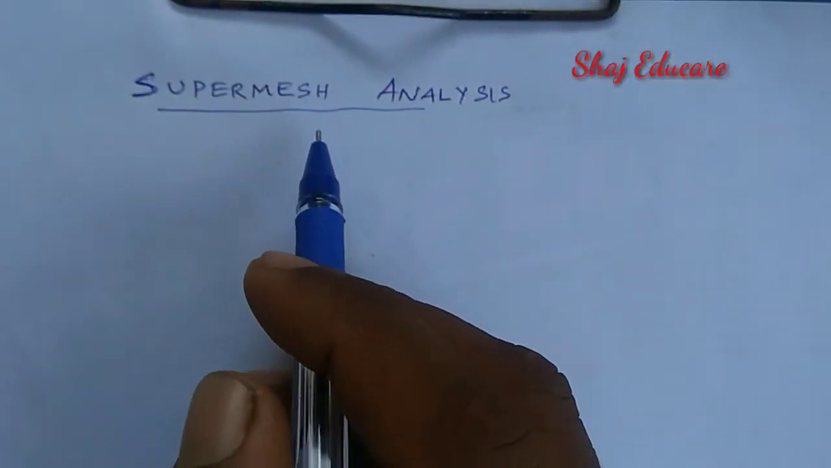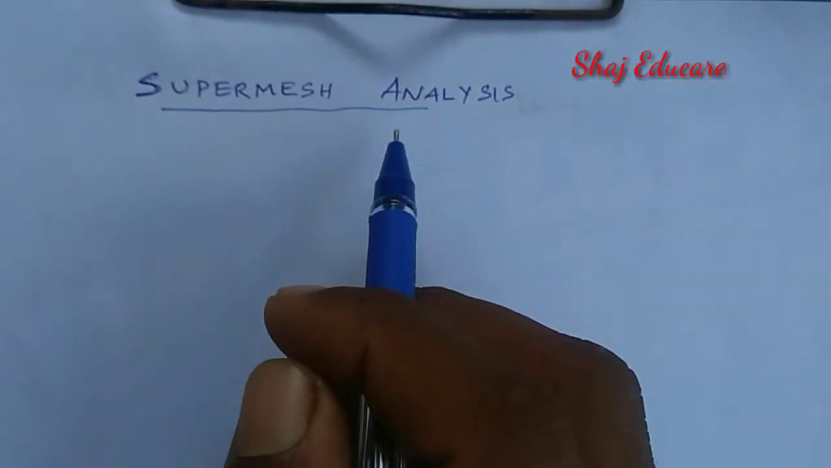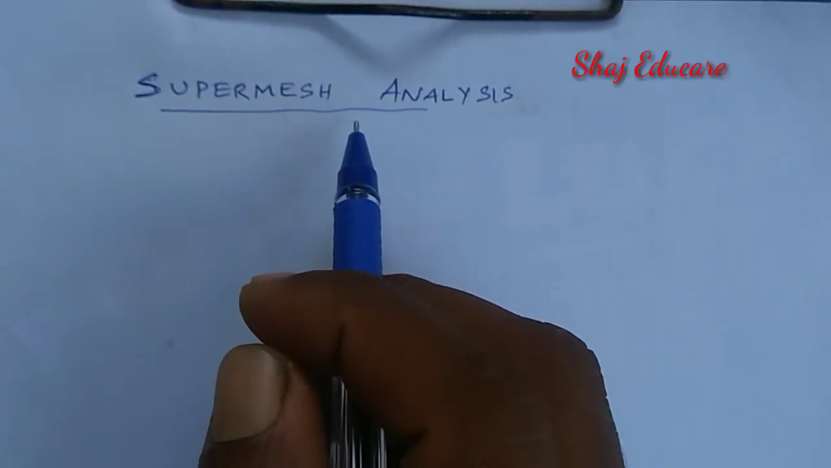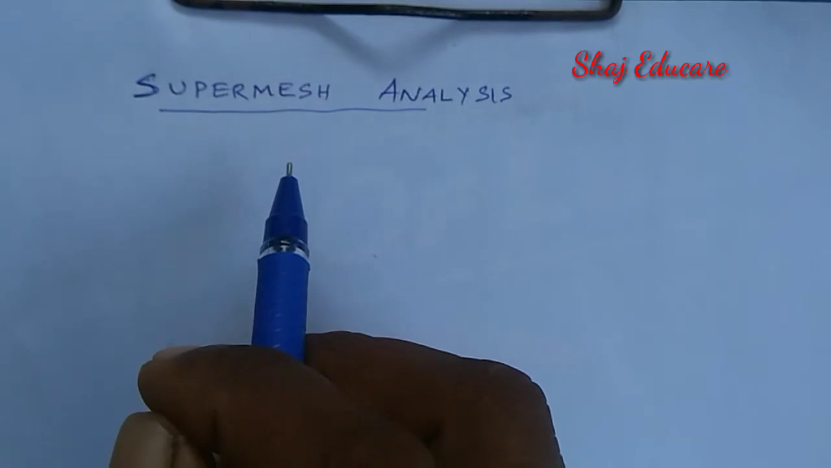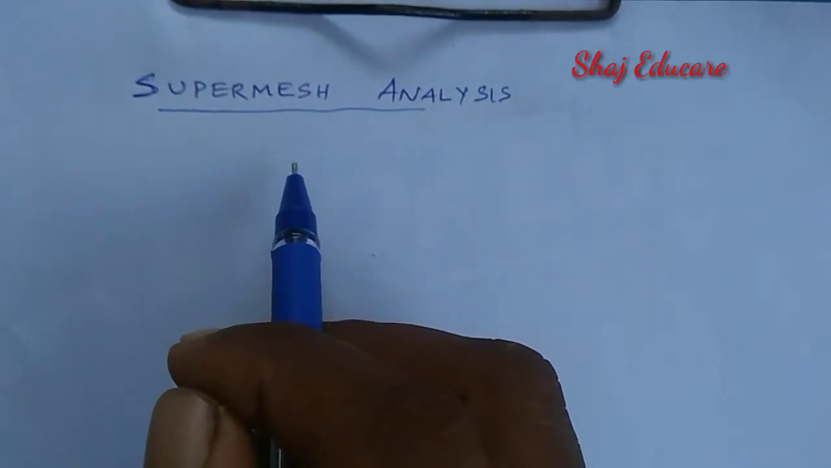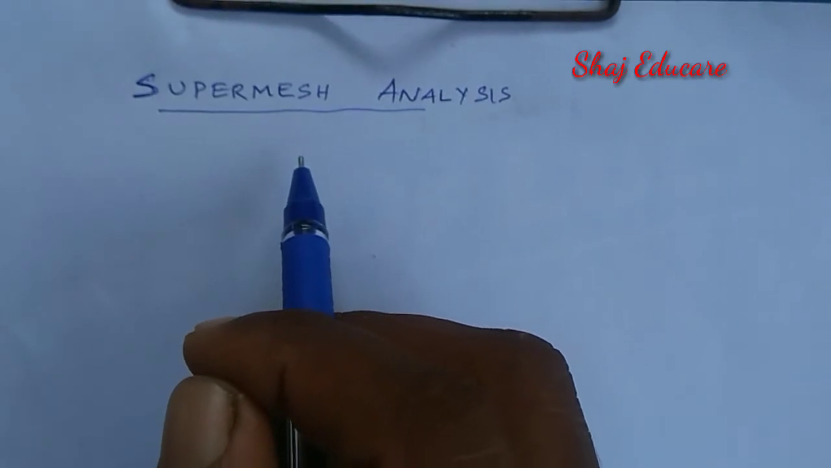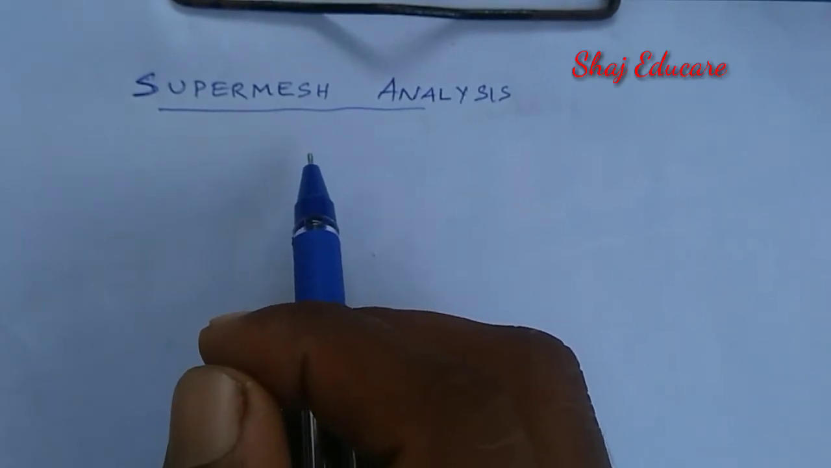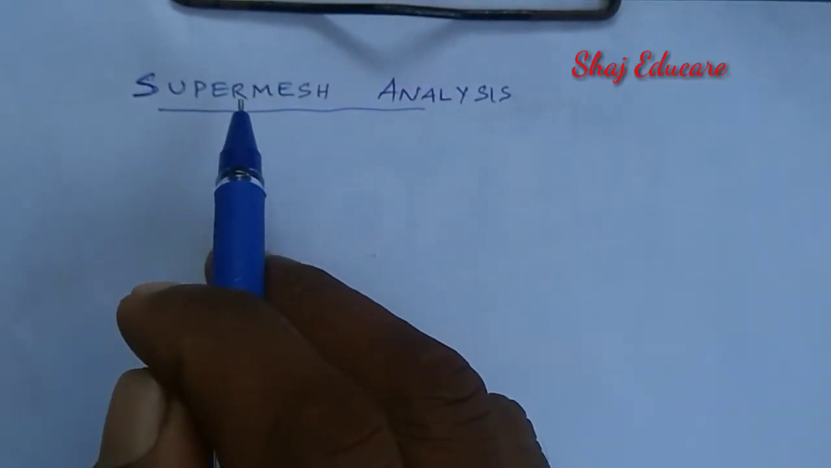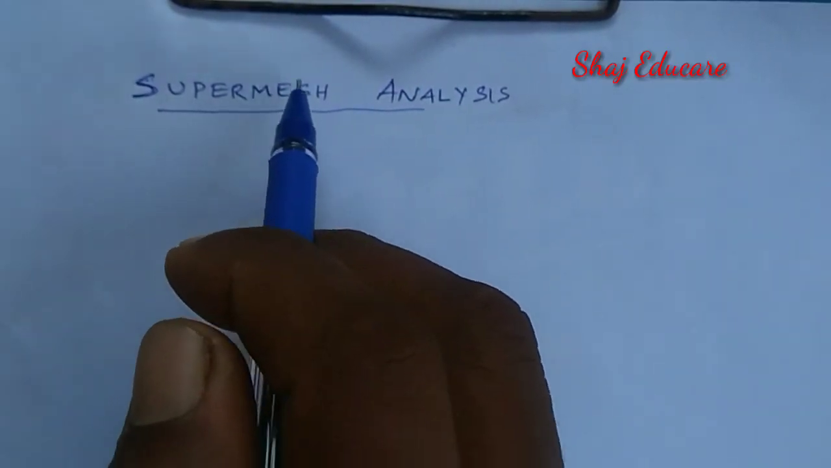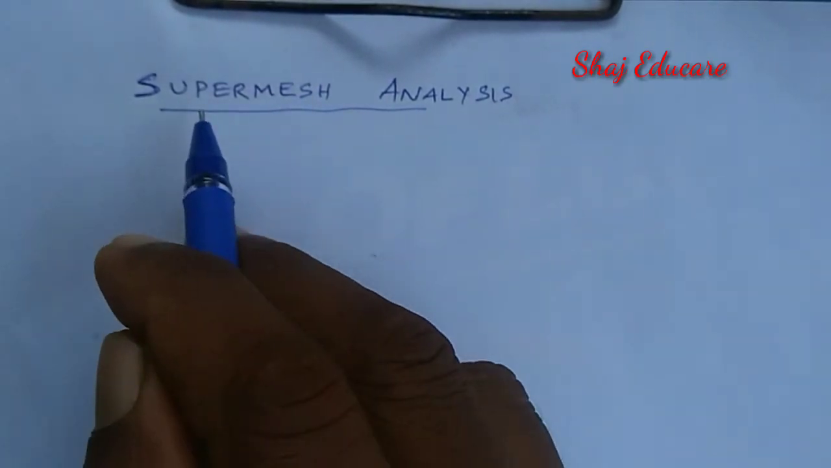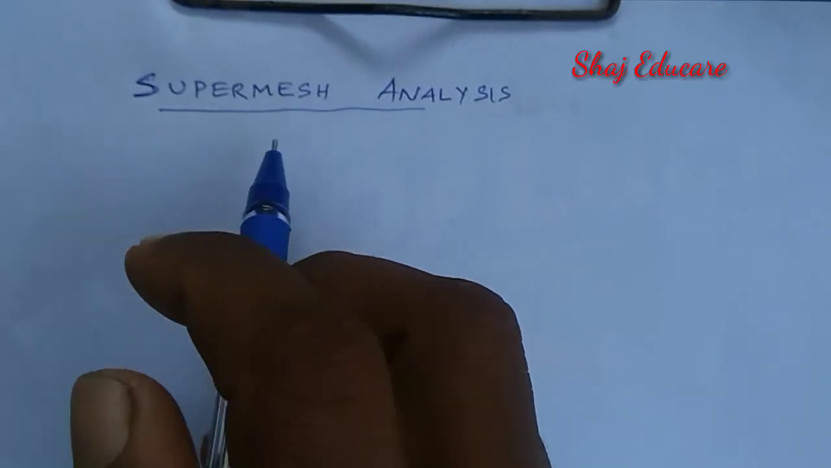Next, we are going to study supermesh analysis. Already we have discussed mesh analysis, in which we use Kirchhoff voltage law or mesh equations to find out the currents or voltage drops, etc. And now we are going to deal with super mesh analysis. Then what is the basic difference between a mesh analysis and a super mesh analysis?